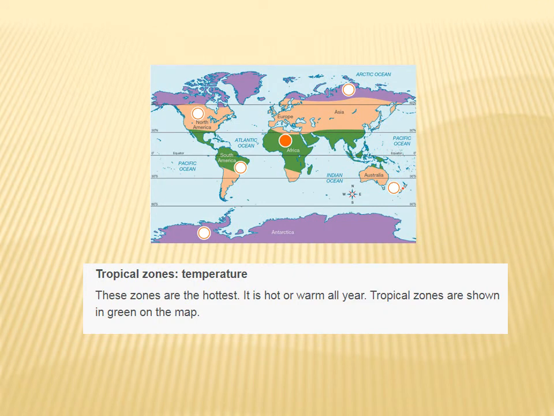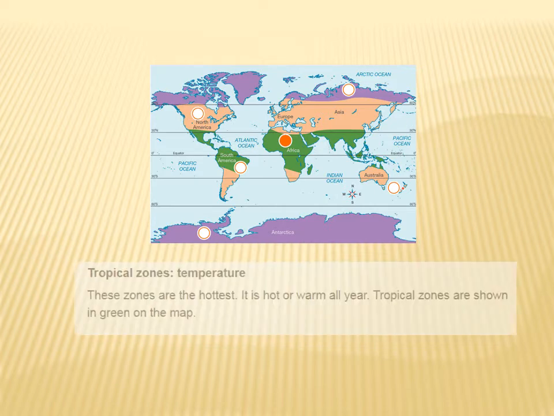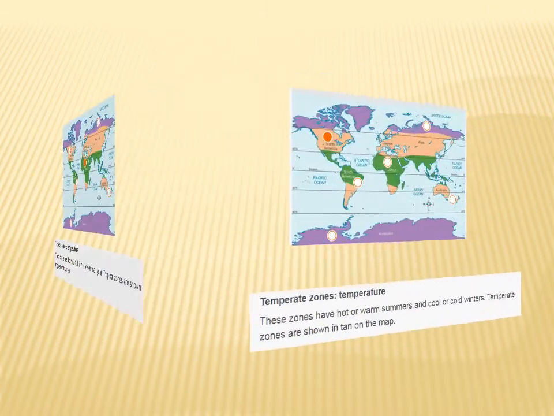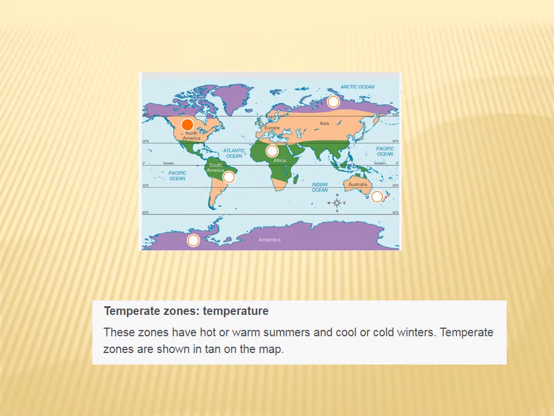Tropical zones. Tropical zones are shown in green on the map. Do you see Africa? These zones are the hottest. It is hot or warm all year. Again, temperate zones. These zones have hot or warm summers and cool or cold winters. Temperate zones are shown in tan on the map. North America.